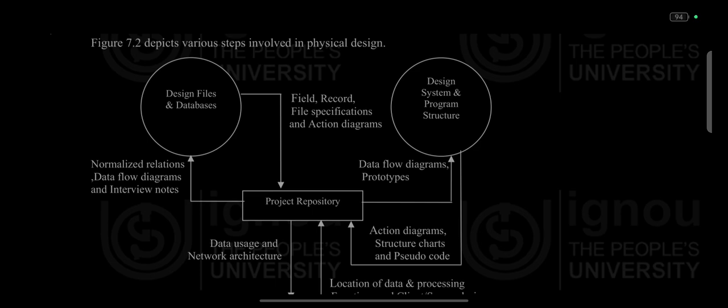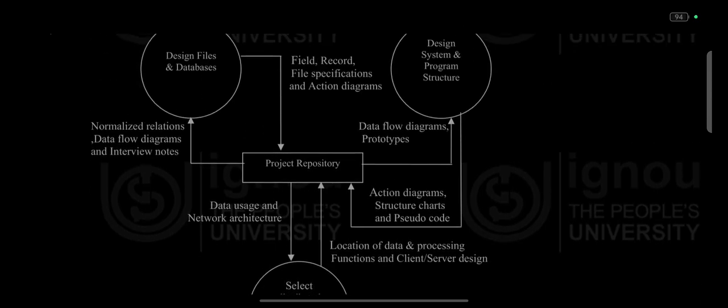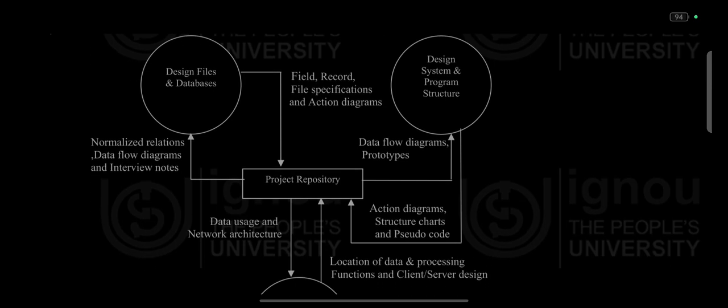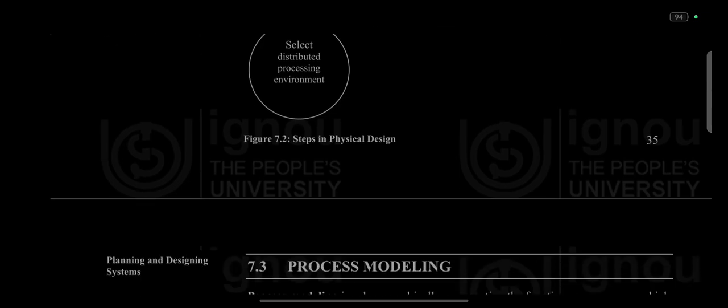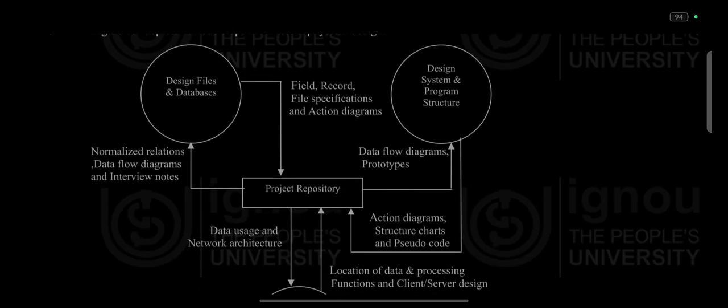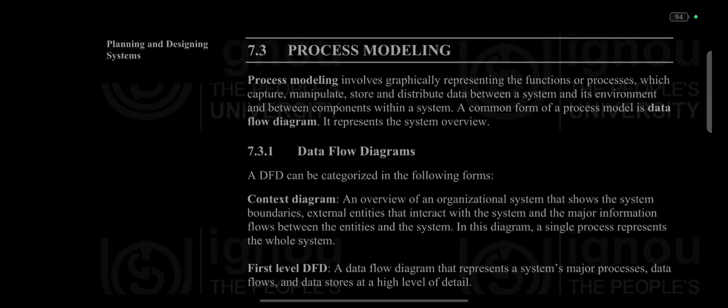This depicts the various steps involved in physical design. So this is the diagram you can see, showing the steps in physical design. Then we will come to process modeling.